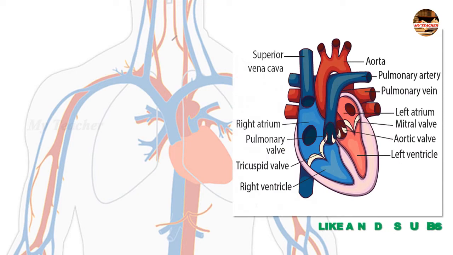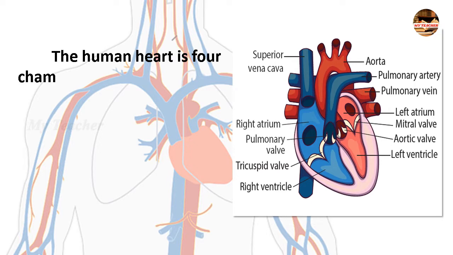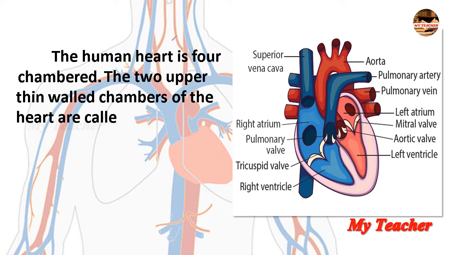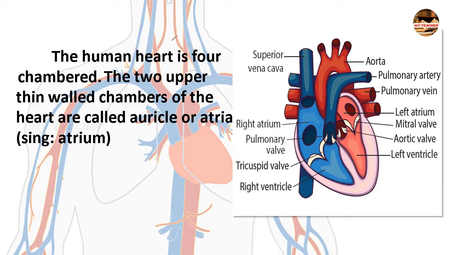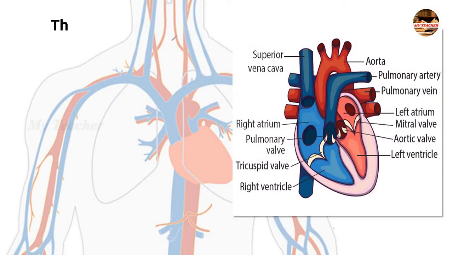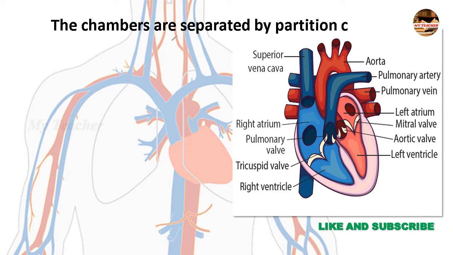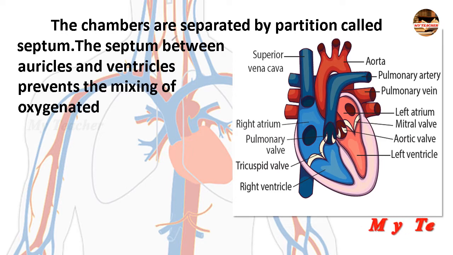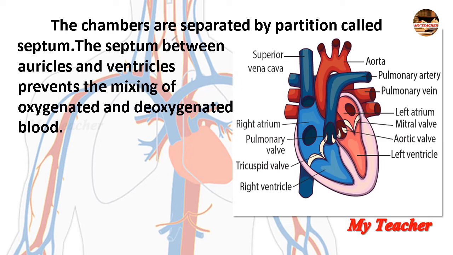See the diagram. The internal structure of the heart is displayed. The human heart is four-chambered. Which are the four chambers? The two upper thin-walled chambers of the heart are called auricles or atria, and two lower thick-walled chambers are called ventricles. The chambers are separated by partitions called septa. The septum between auricles and ventricles prevents the mixing of oxygenated and deoxygenated blood.